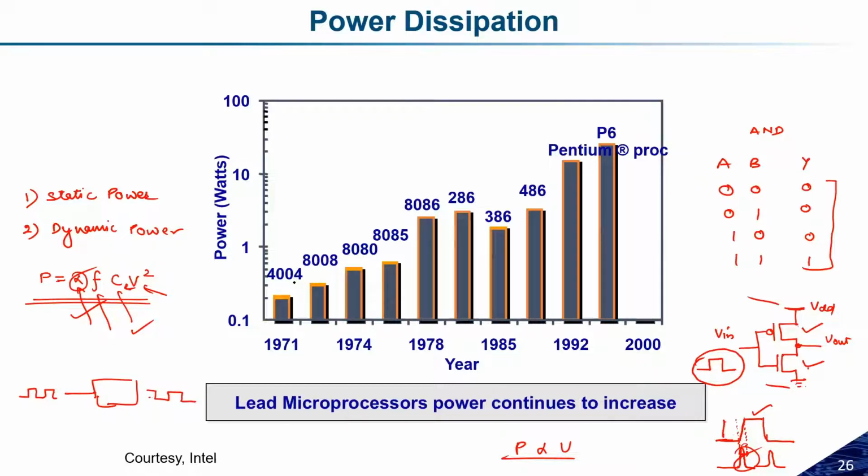Okay, so basically in a CMOS circuit, there are several components of the power dissipation. Majorly there are 2 components. The first component is the static power dissipation, and the second component is the dynamic power dissipation. Static power dissipation means simple.